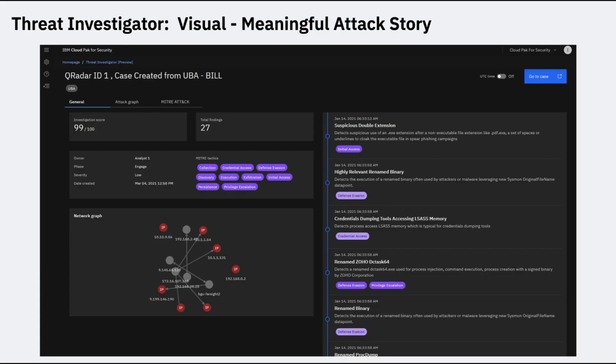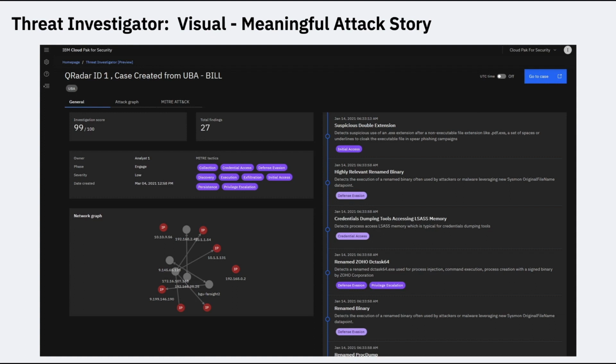This is exactly a unified single pane for a threat investigator, where the case was created for, say, a person named Mr. Bill, and let's consider that Mr. Bill was not so smart, and this is the case where the investigation score is, say, 99. The total findings in that case were 27. Those findings were mapped to the MITRE tactics. Those are the MITRE tactics that are mentioned below, and then you can see a network graph also.